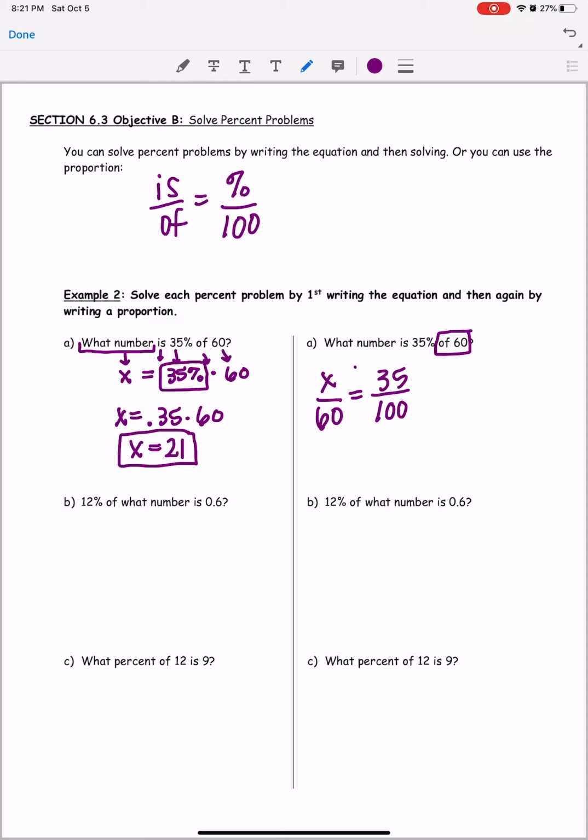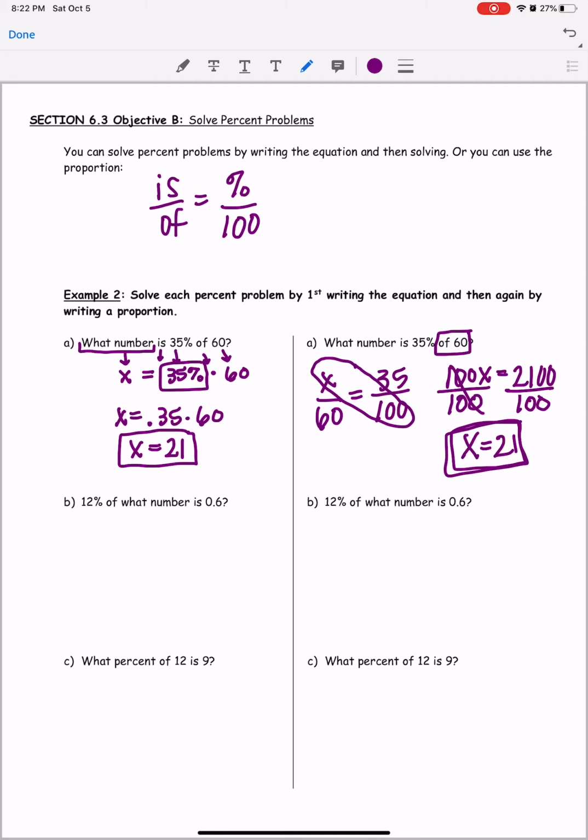So 2 lessons ago in lesson 4, you learned how to solve proportions. You just cross multiply. So I like to cross multiply wherever that x is first. So I'm going to do x times 100 to get 100x. Cross multiply the other way, 60 times 35, which is 2100. So then to get x by itself, divide by 100. And so yes, we get x equals 21.